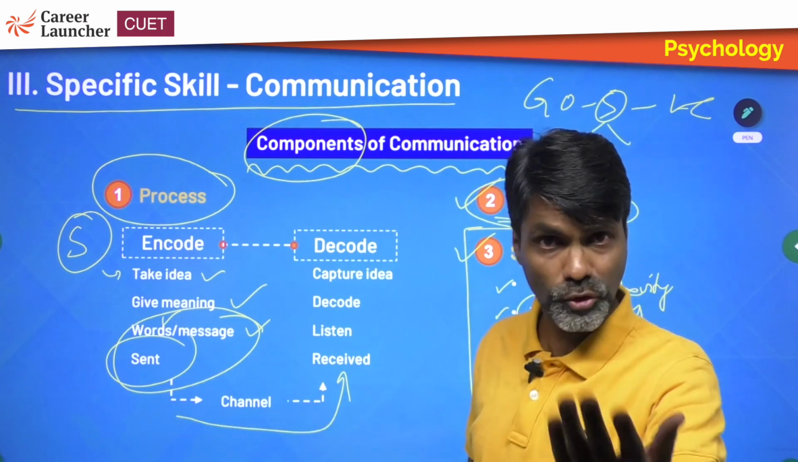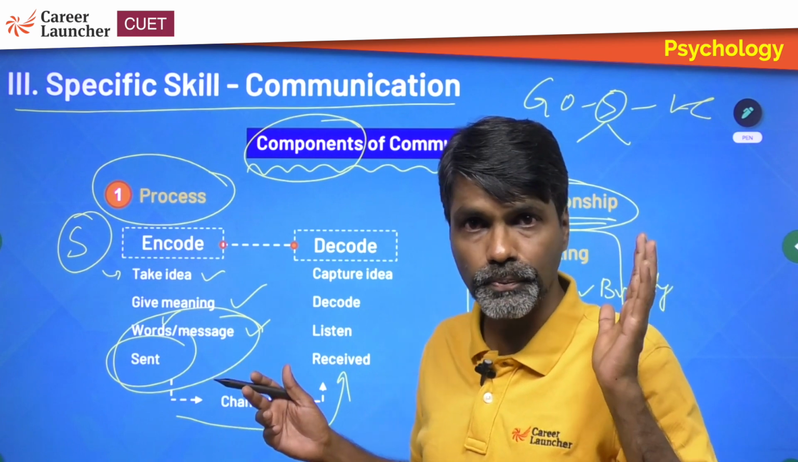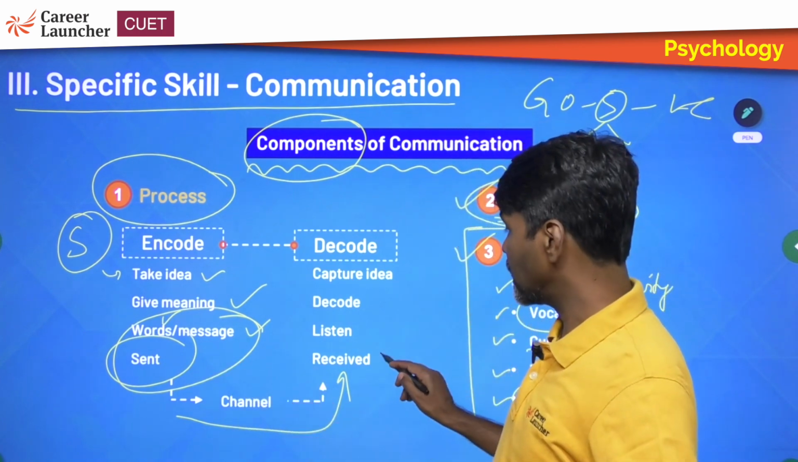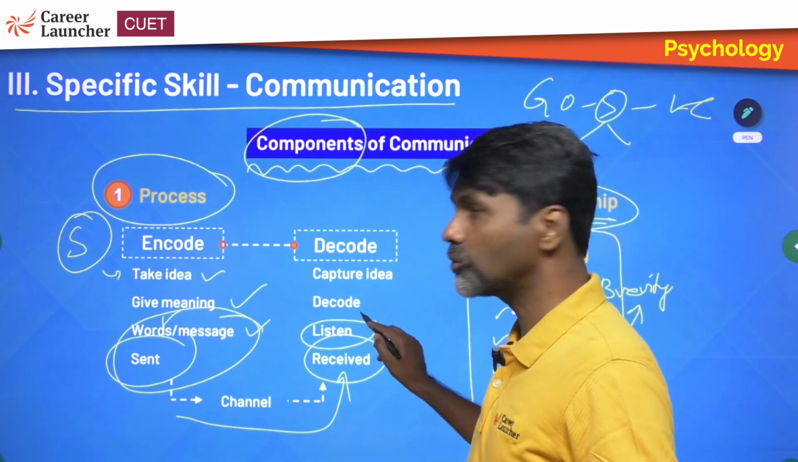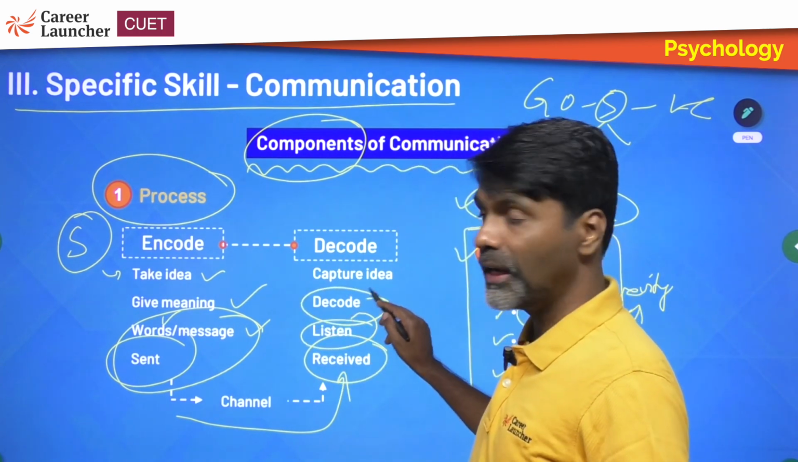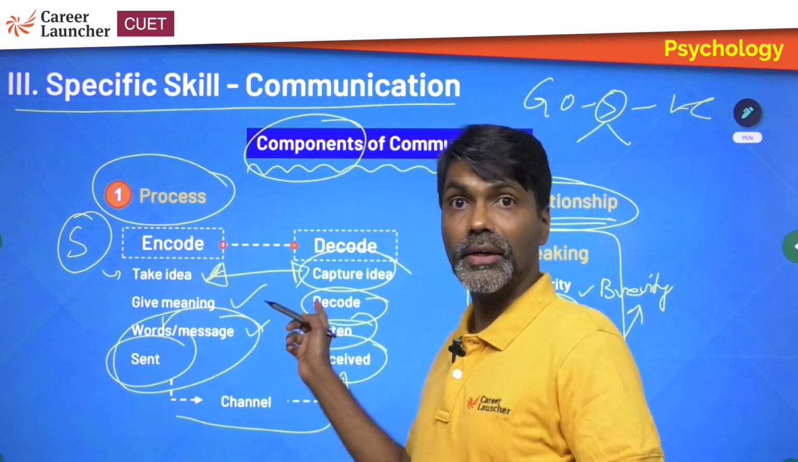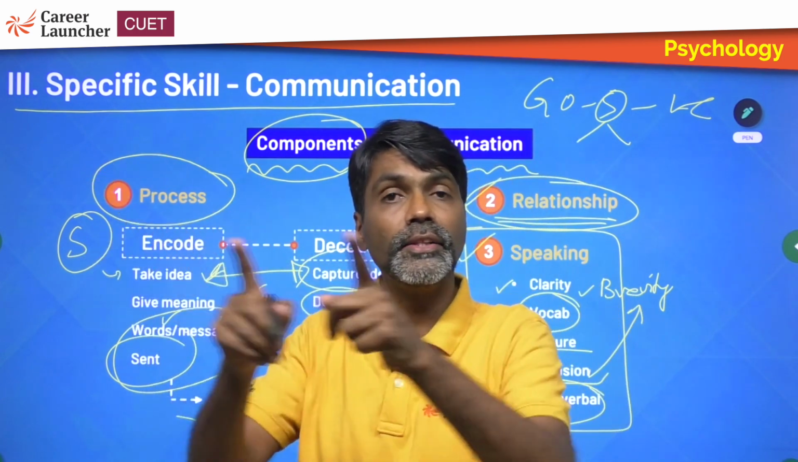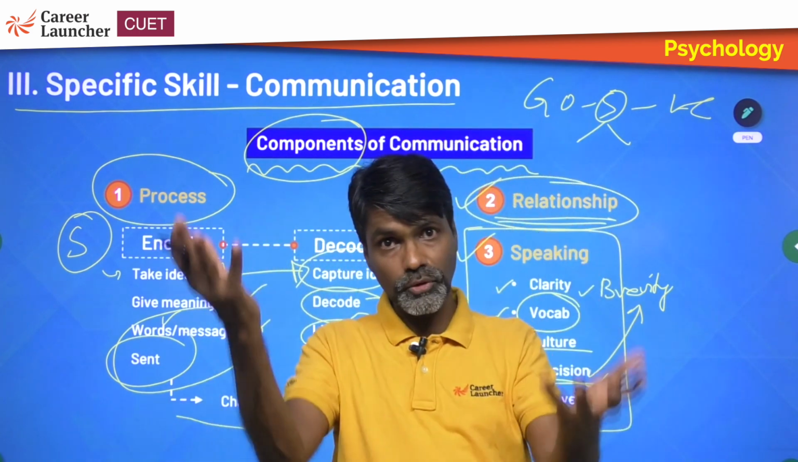a channel. Channel could be face to face, it could be a WhatsApp, it could be a mobile phone, doesn't matter. Then that impulse is received by the receiver who listens to it, who decodes it, and he captures the same idea back. If he concludes with a different idea, then the communication has failed, right? So there are two arms of communication.